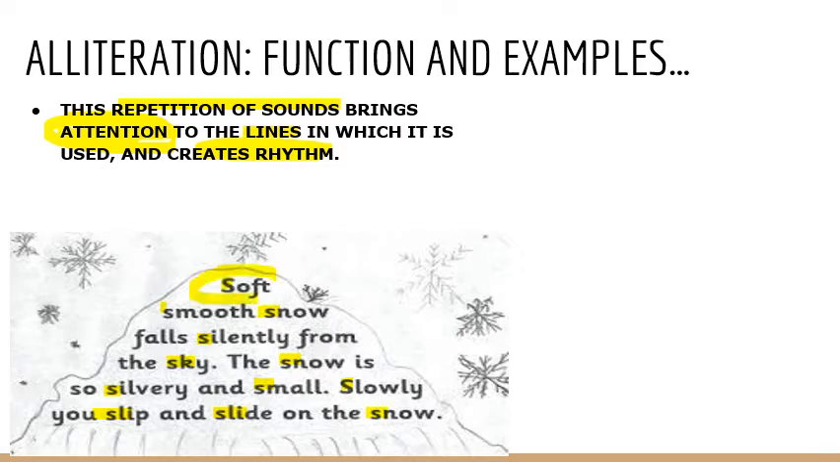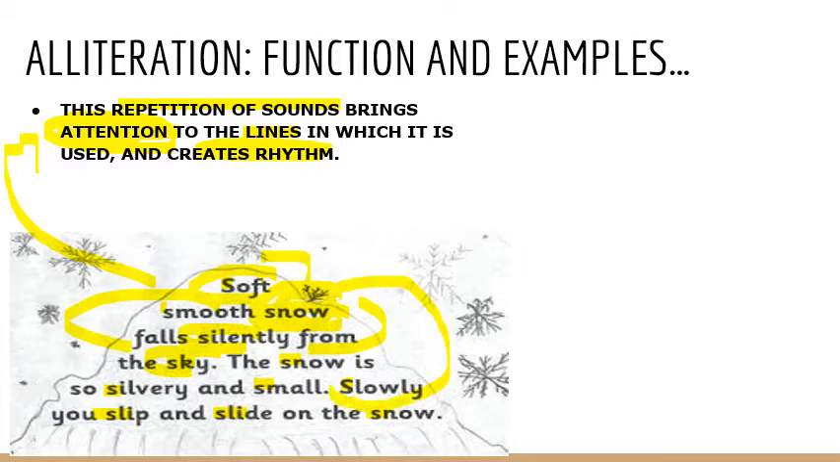So that repetition of my S here, in this case, it's drawing my attention back to the subject, that is snow, that also starts with an S. And now I immediately link all the words that start with an S with my snow. Snow is soft, snow is silent, snow falls from the sky, snow is small, you can slip and slide on the snow. So in this case, alliteration is used to draw attention.